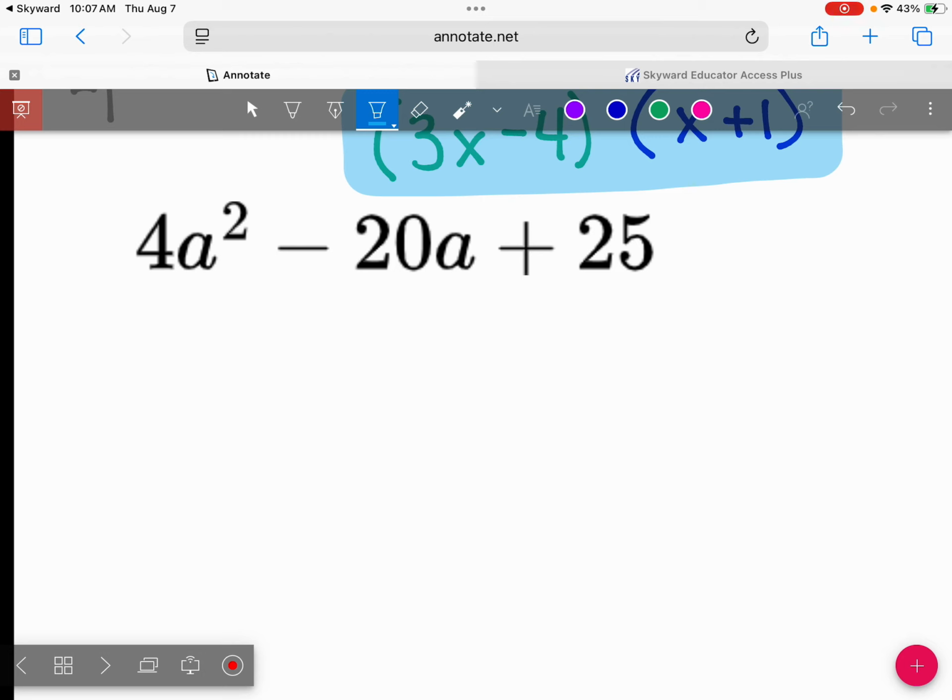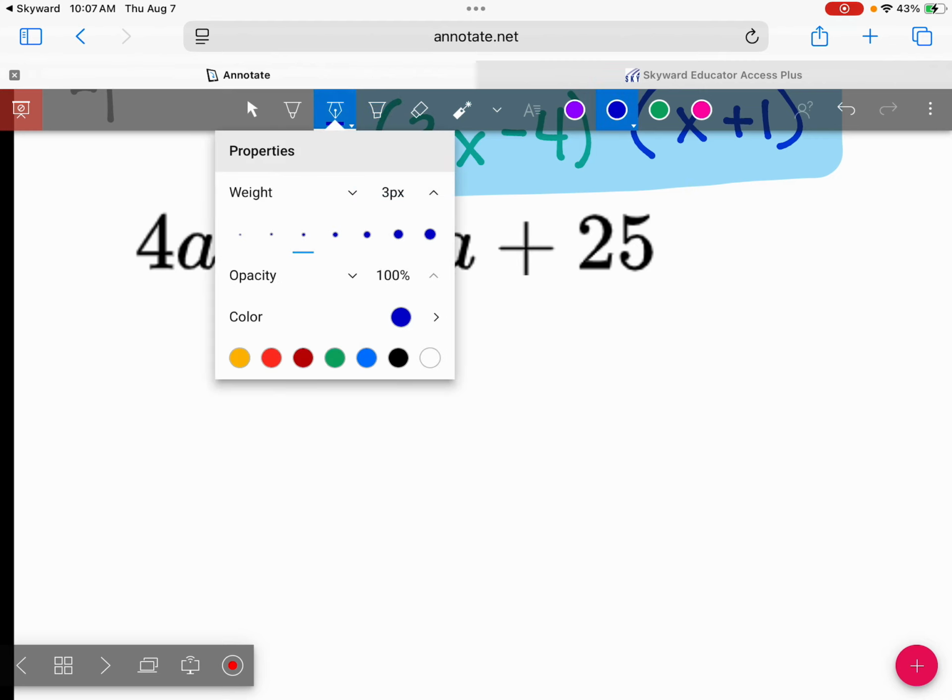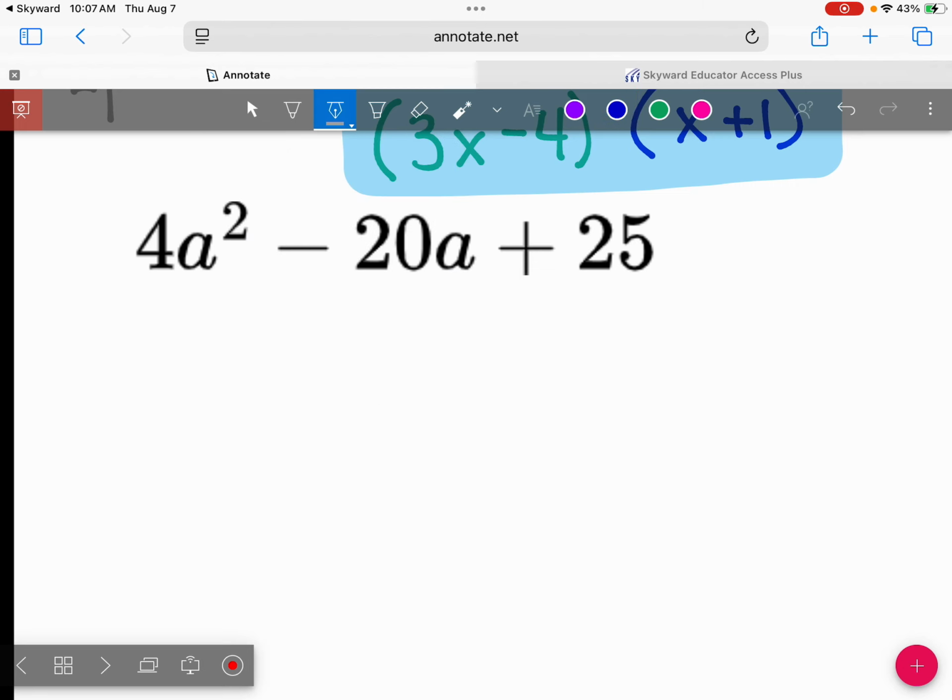So again, always a good idea to check for a GCF because we'd really like to have one, but we don't have one here. So we're going to have to keep going. We're doing our full either x in box or split the middle, whatever we got. We take our a times our c at the top. 4 times 25 is 100. And our b at the bottom is a -20.